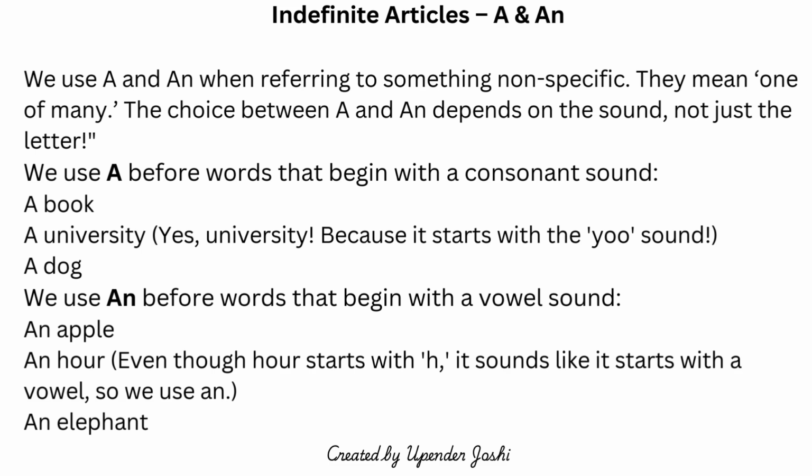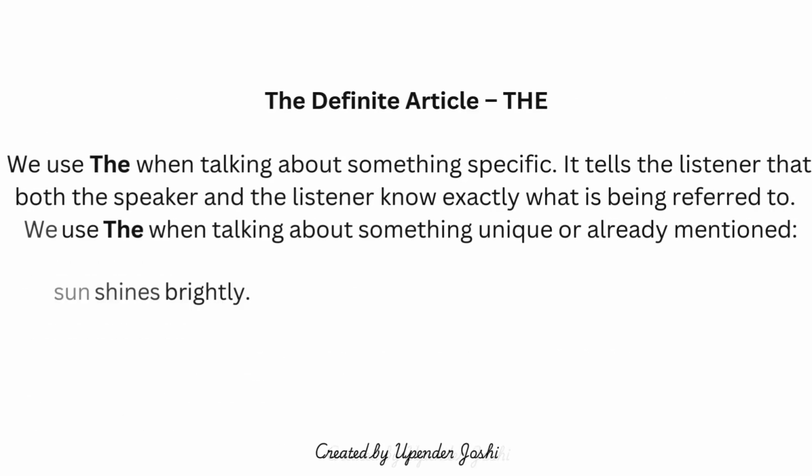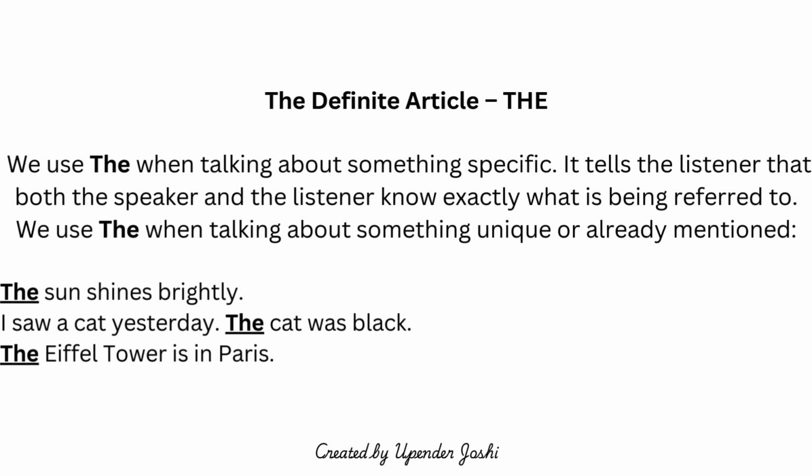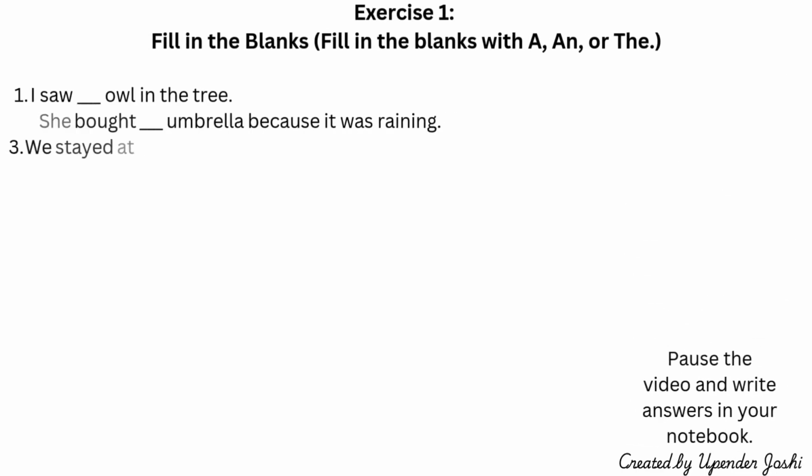Now, let's move on to the. We use the when talking about something specific. It tells the listener that both the speaker and the listener know exactly what is being referred to. We use the when talking about something unique or already mentioned. The sun shines brightly. I saw a cat yesterday. The cat was black. The Eiffel Tower is in Paris. Got it? Let's test your understanding with some exercises.